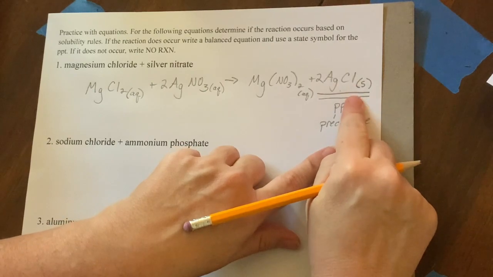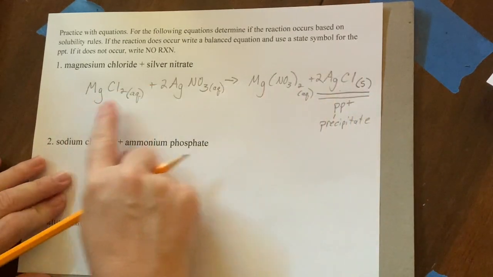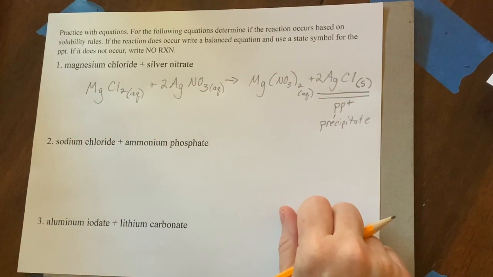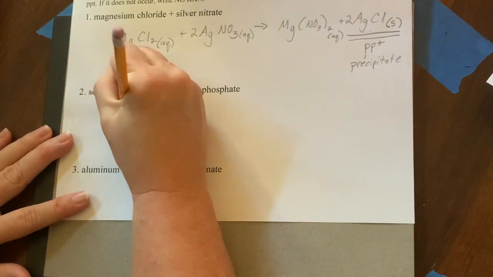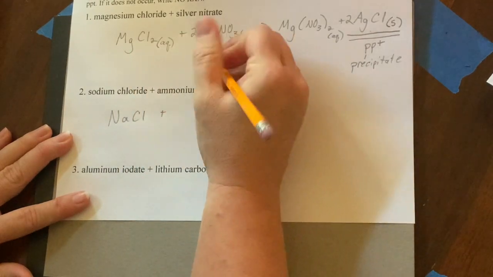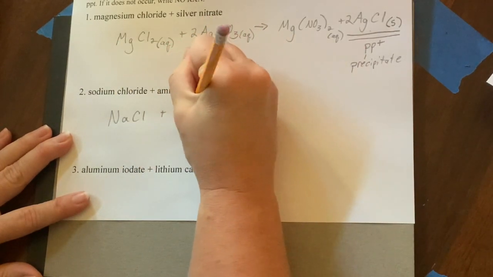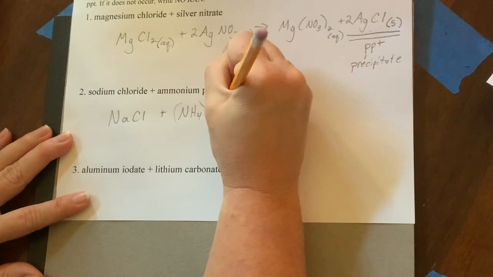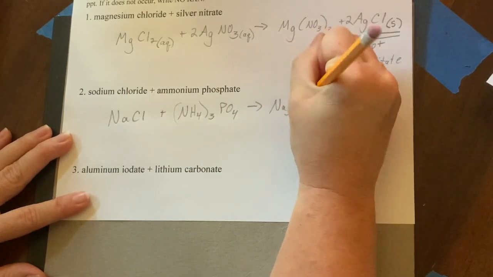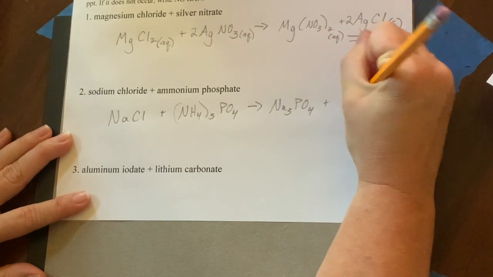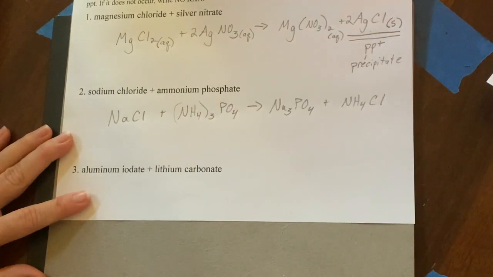I formed a precipitate, so this means that this double replacement reaction occurred. All right, let's look at number 2. Again, I'm going to go through the regular reaction very quickly. Sodium chloride, which is table salt, and ammonium phosphate. If they switch partners, it's going to be sodium phosphate plus ammonium chloride.